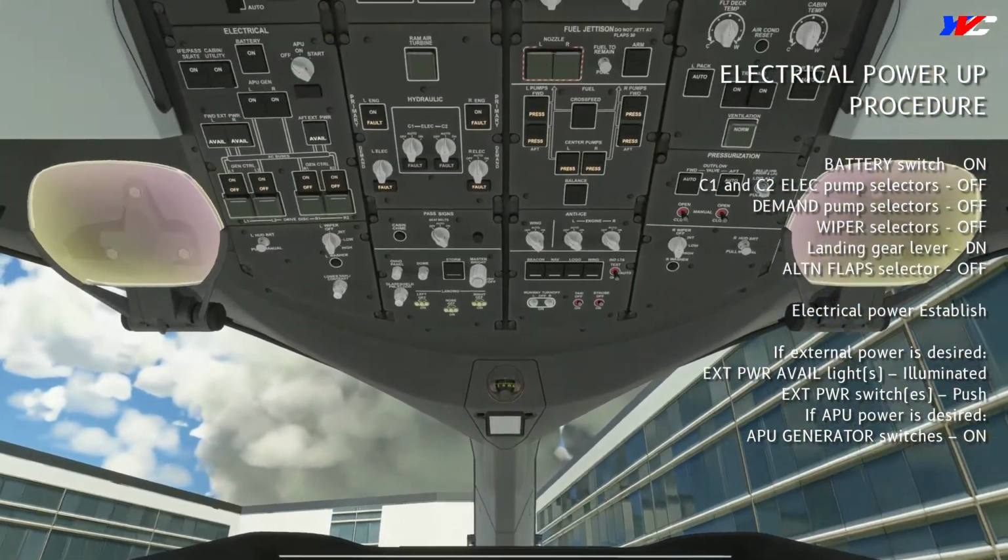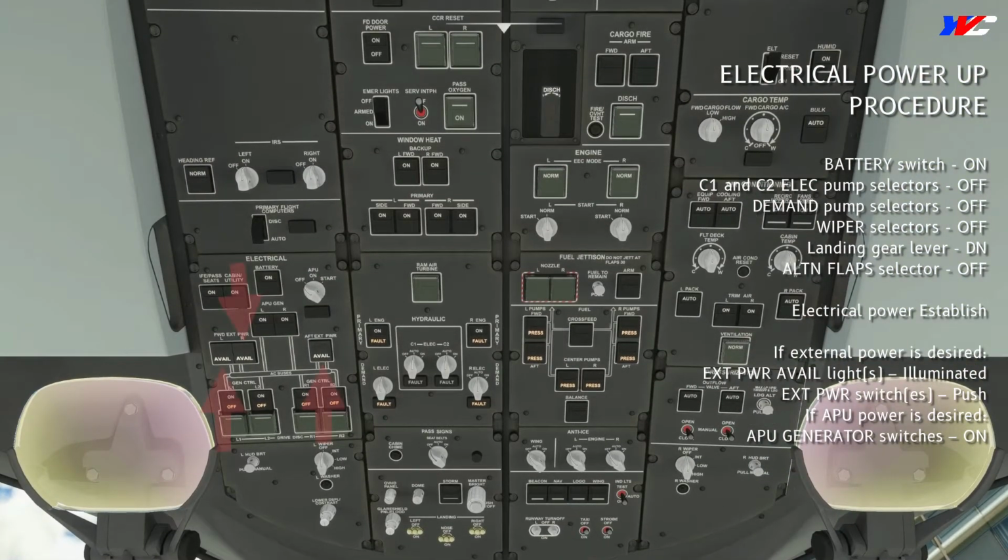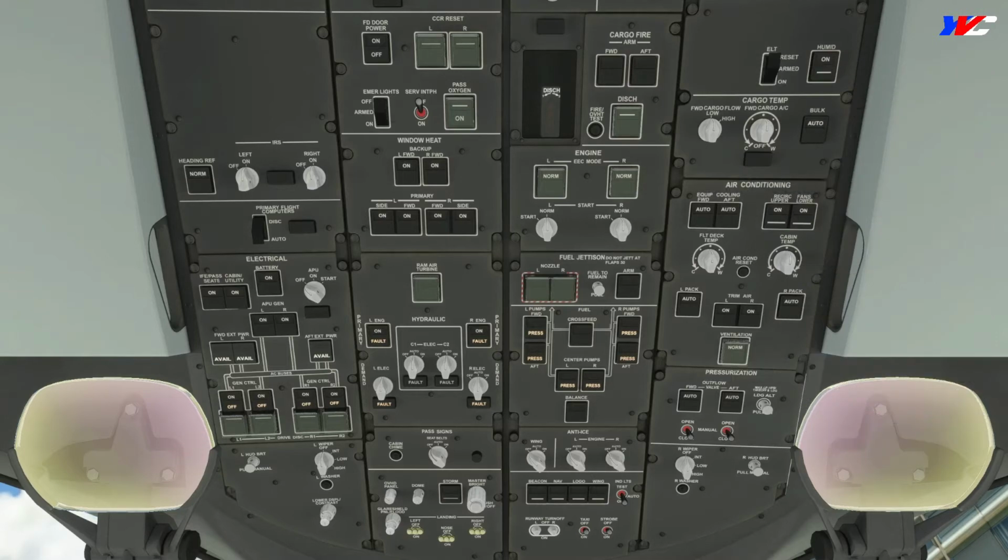Now there are two ways of doing it. If external power is desired, external power available lights illuminated, all three are illuminated here, we can push it on. The second option, if APU power is desired, APU generator switch is on. Now let's go for the APU power because not all airports will have ground power at all the gates. So let's start the APU.